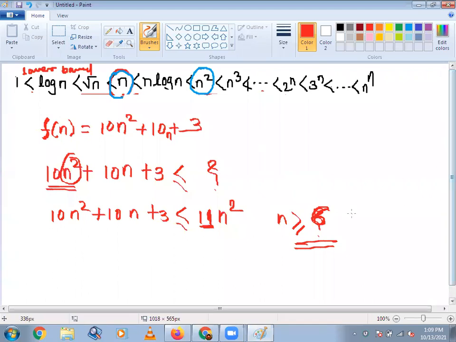Check the value for 6. If n is equal to 6, put it in this example. Does this satisfy or not?